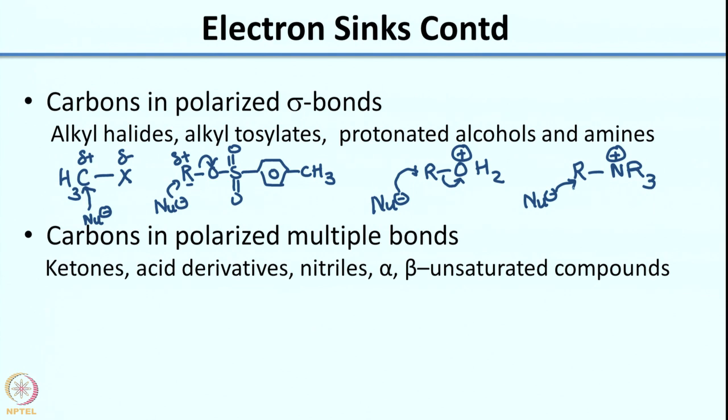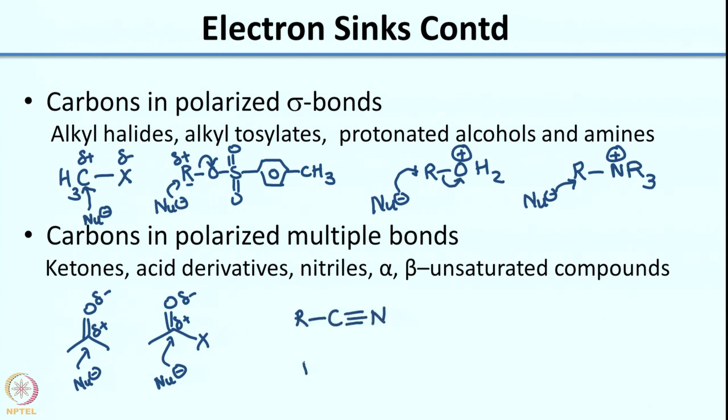The other example is carbon in polarized multiple bonds. So you can think of ketones. Here again, because oxygen is more electronegative than carbon, you have a delta minus and a delta plus here. Instead of ketones, you can also think of acid derivatives like esters, acid chlorides, amides. Again, in all these cases, you have an electrophilic center at these carbons. Other examples are nitriles. Here again, you can imagine a nucleophile attacking this carbon because you have a delta plus and a delta minus. Another example is alpha beta unsaturated compounds. Here I can actually draw a resonance structure.